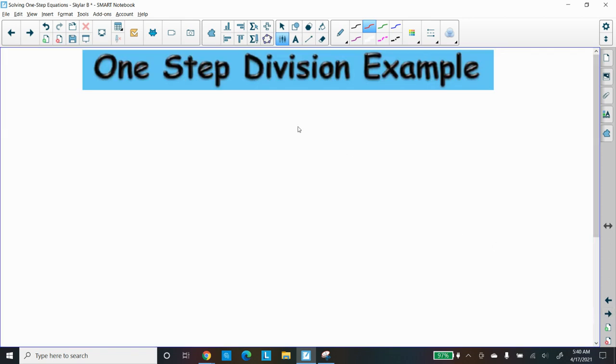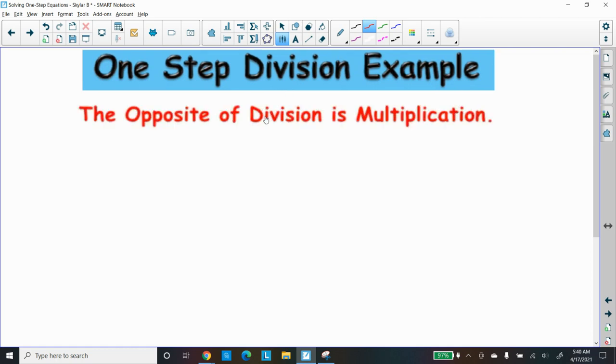Let's talk about one-step division examples. So one-step division examples. Remember, first, the opposite of division is multiplication. So we're going to do the opposite of division, which is multiplication. So let's look at a division problem. Here's a division problem. K over 2. That looks like a fraction. And if you remember, fractions are division problems in disguise. The fraction bar means divide. That's how we write it in algebra. So k divided by 2 equals 16.